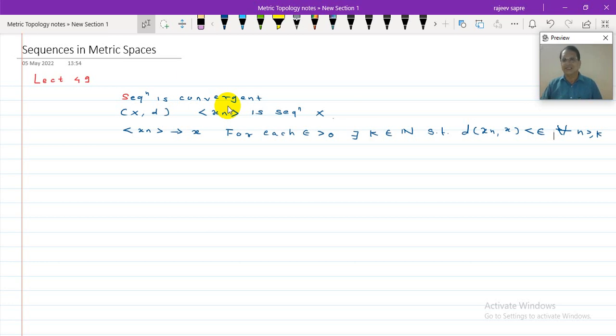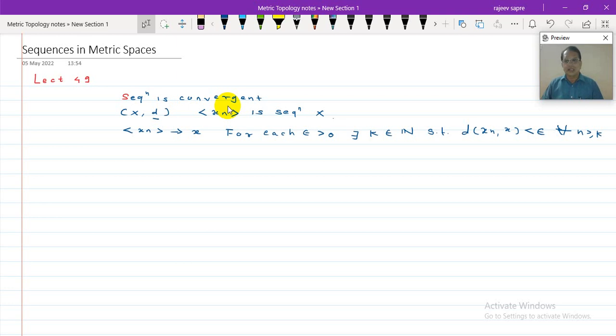Now, the distance between xn and x being less than epsilon means, if you are using, say, the real number set, your metric space is (R, d), then d(xn, x) will be changed to mod of xn minus x. That is what we studied in real analysis. If it is in R2, you can say norm, and it all depends on what the metric is which is defined on that metric space.